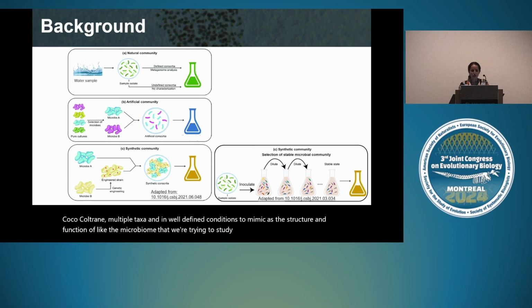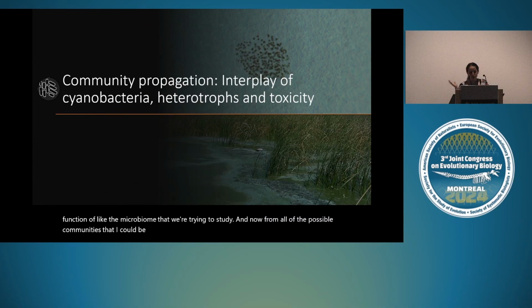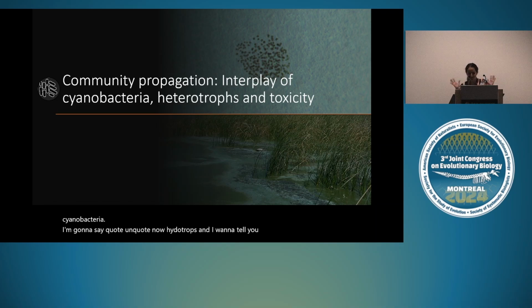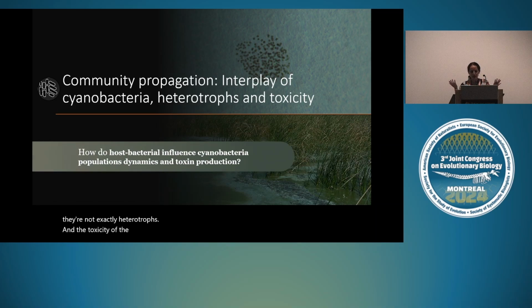Now, from all of the possible communities that I could be studying, the one I'm really interested in is the interplay of cyanobacteria and, quote unquote, heterotrophs. I want to tell you why, because I know now that they're not exactly heterotrophs, and the toxicity of the cyanobacteria. So my question is how the host bacteria influence the cyanobacteria population dynamics and the toxin production.